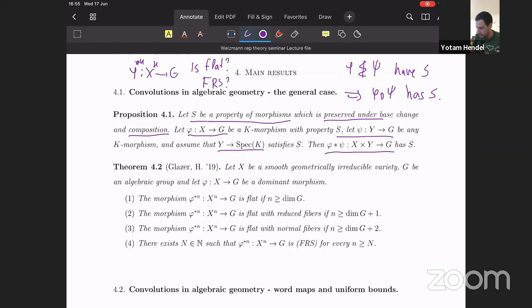It's not very hard. And using this proposition, you can show that flatness and smoothness and the FRS property are all preserved under convolutions. And also it's kind of easy to see that dominance is also preserved under convolutions. So this question really makes sense.